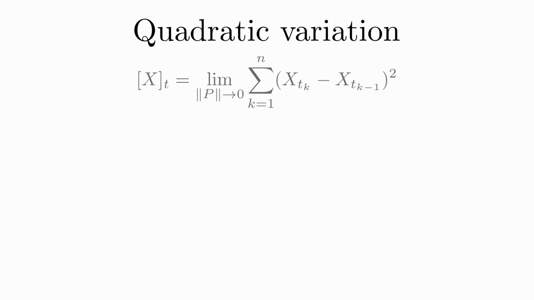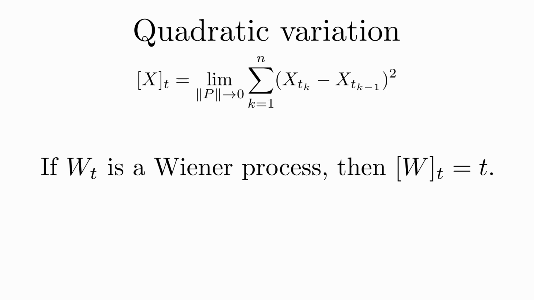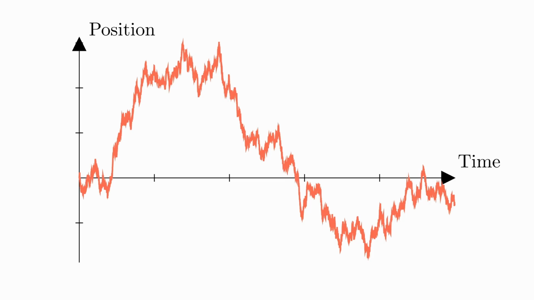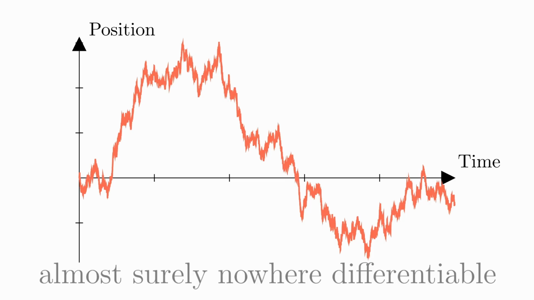Instead of the total variation, we can use the quadratic variation to understand Wiener processes. Here we sum the square of differences and let the mesh of the partitions of the interval from 0 to t approach 0. For a Wiener process, we get that the quadratic variation is t. Another interesting property of Wiener processes is that the sample paths are almost surely nowhere differentiable.